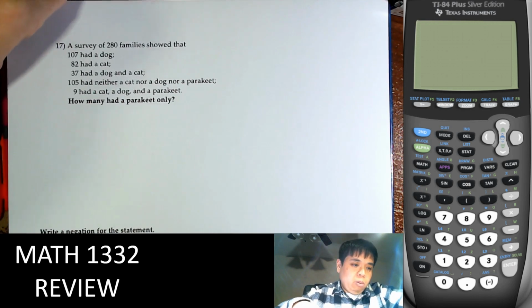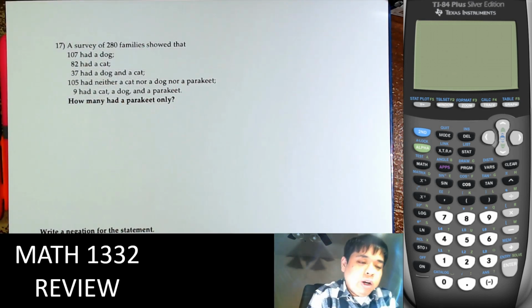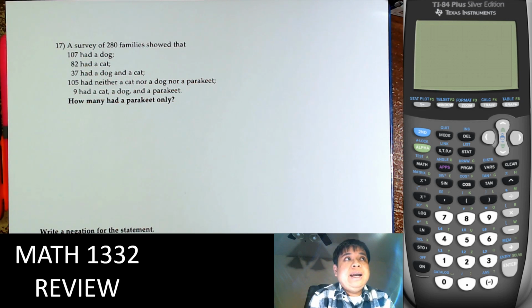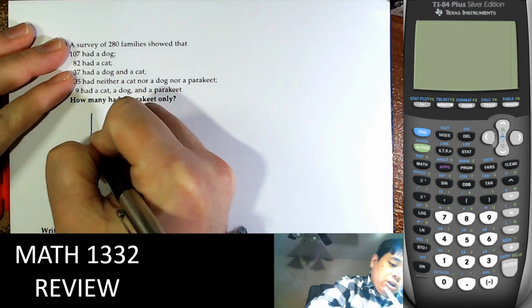Now to question 17. A survey of 280 families showed that 107 had a dog, 82 had a cat, 37 had dog and cat, 105 had neither cat nor dog nor parakeet, and 9 had a cat, a dog and a parakeet. How many had parakeet only? Wow. So when we look at this, we see the universal set, and then in there we have 3 different sets, for dogs, cats and parakeet. So the Venn diagram with 3 circles.